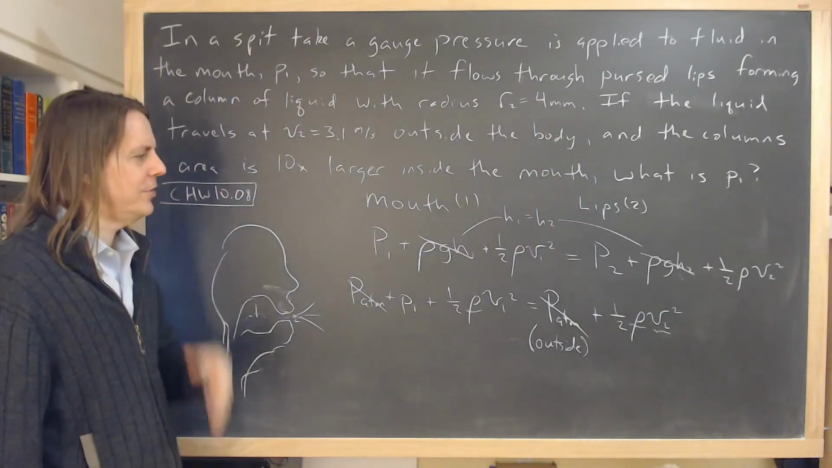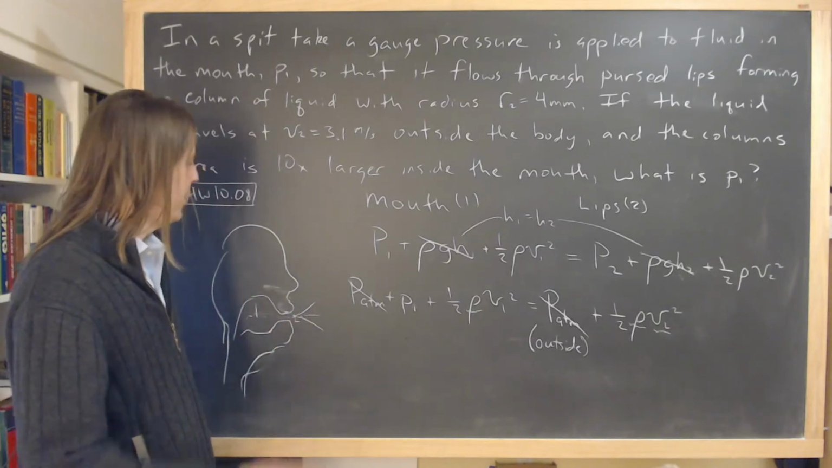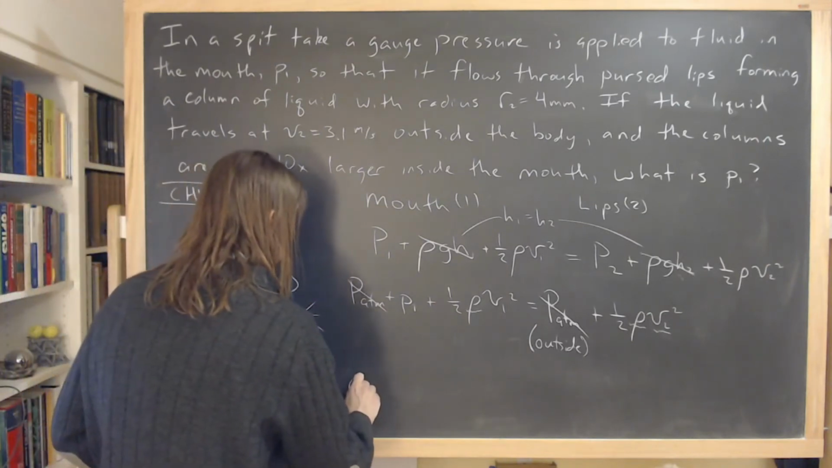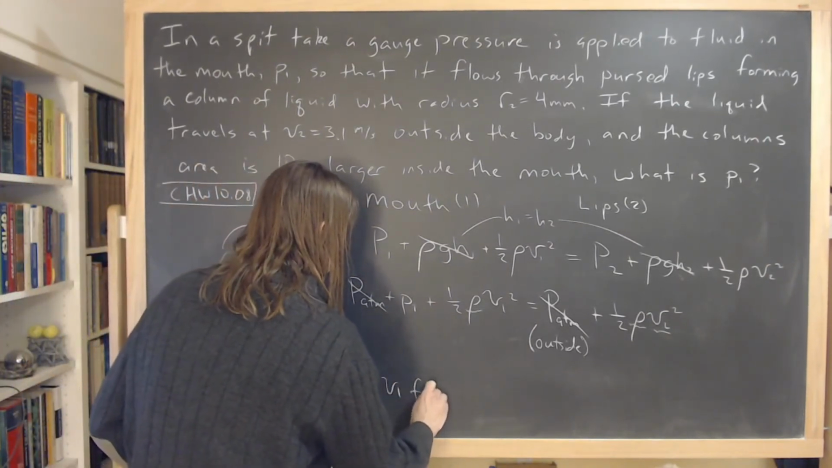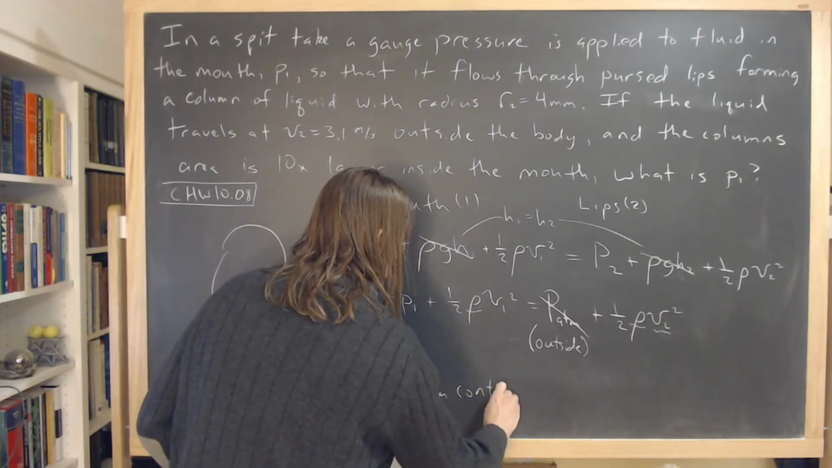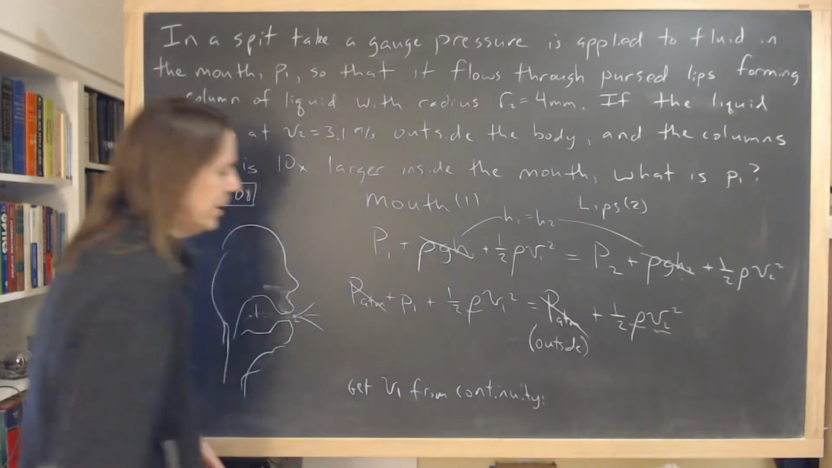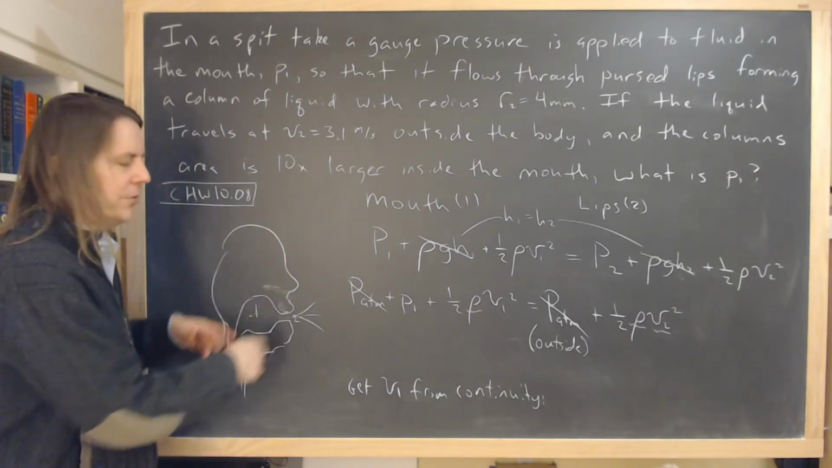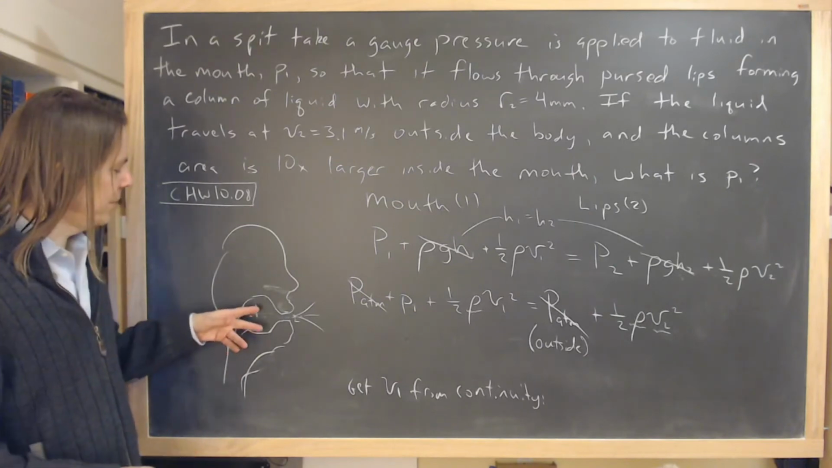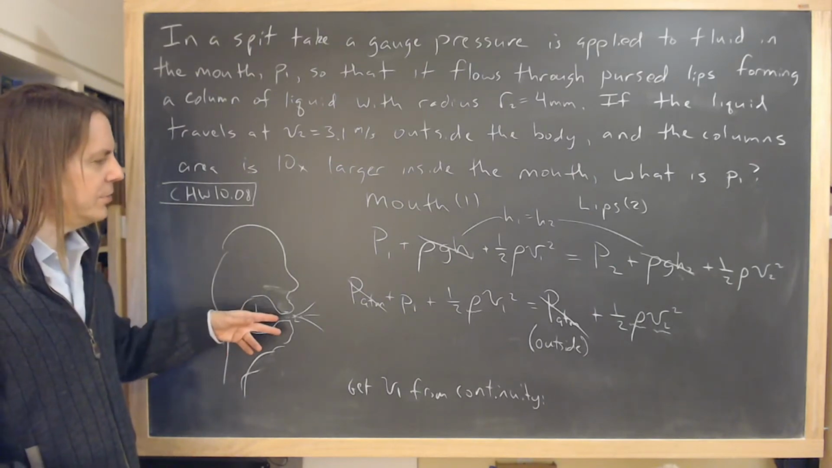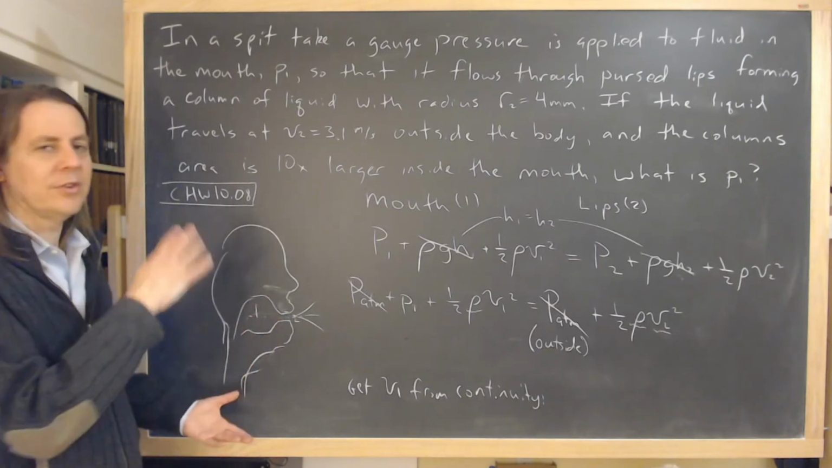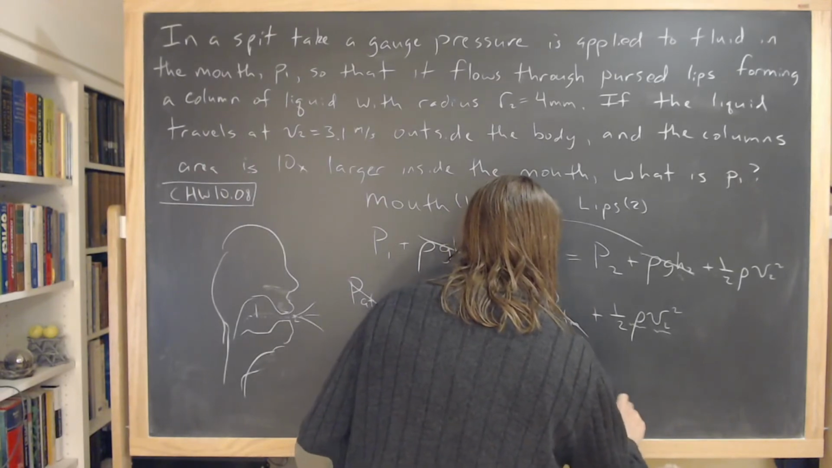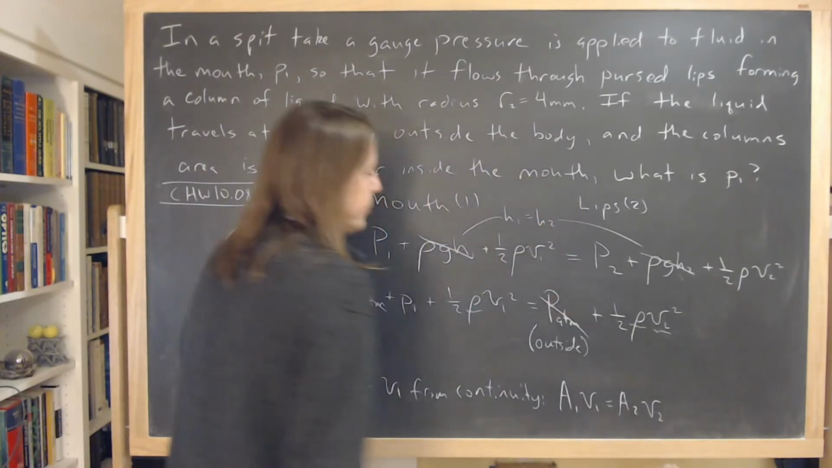We don't know how fast it's moving inside the mouth, but we can get it because it comes from continuity. Get V1 from continuity. And recall, continuity just means since the fluid is not compressible, that the areas and the volumes go together. A1 V1 equals A2 V2. So if this area gets small, the velocity has to go up. Okay, so we would say A1 V1 equals A2 V2.